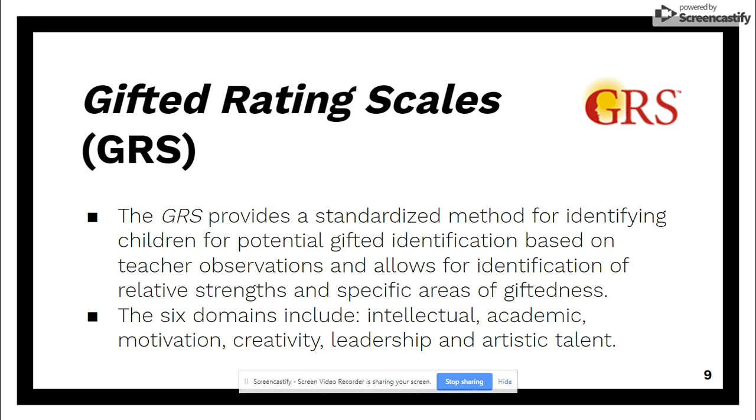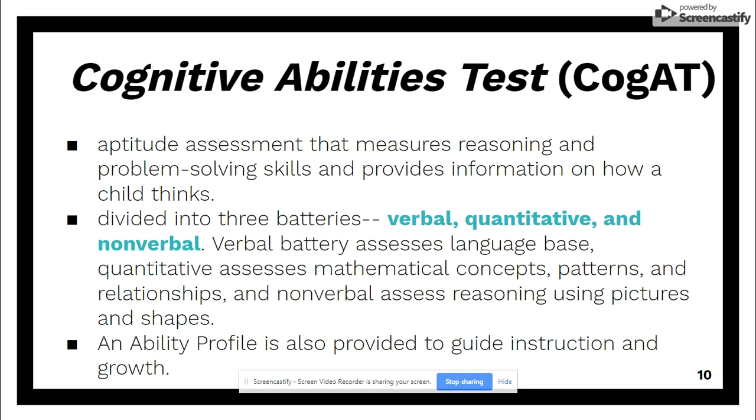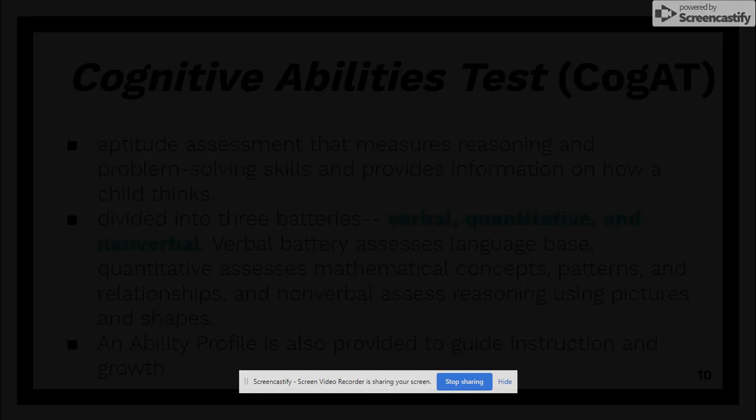Gifted rating scales, shortened to GRS, are based on teacher observations. They identify possible traits of gifted learners in 6 different domains, including intellectual, academic, motivation, creativity, leadership, and artistic talent. The Cognitive Abilities Test, known as the COGAT, is an aptitude assessment that measures reasoning and problem-solving skills. There are 3 parts to this test: verbal, quantitative, and nonverbal. An ability profile is also provided to guide instruction and growth.